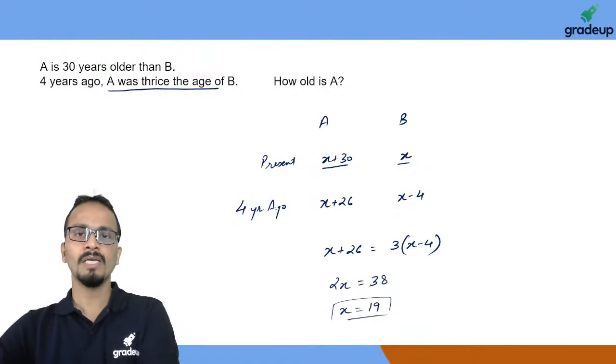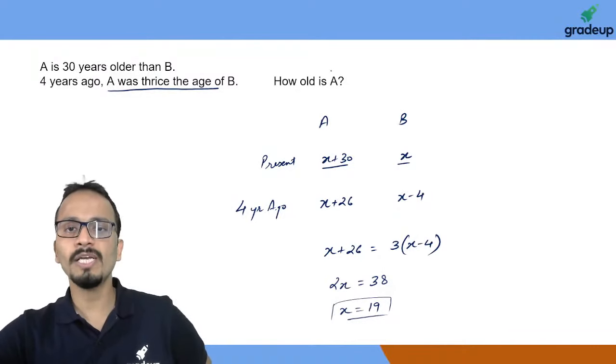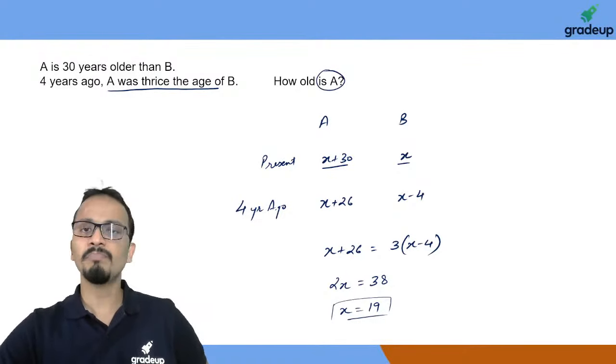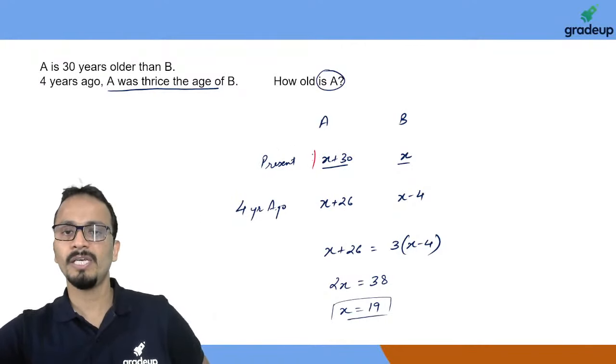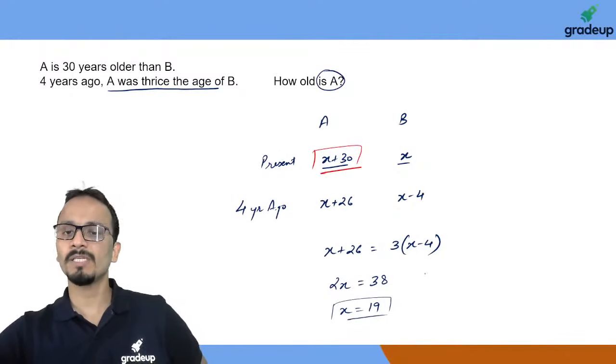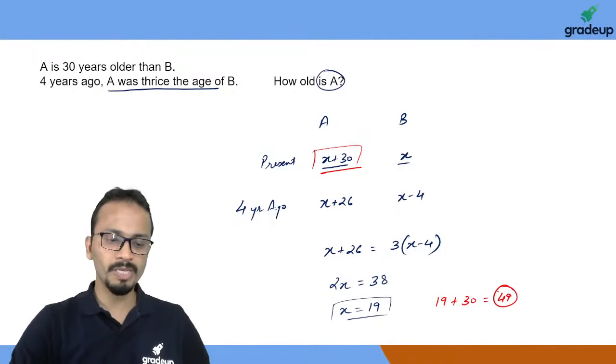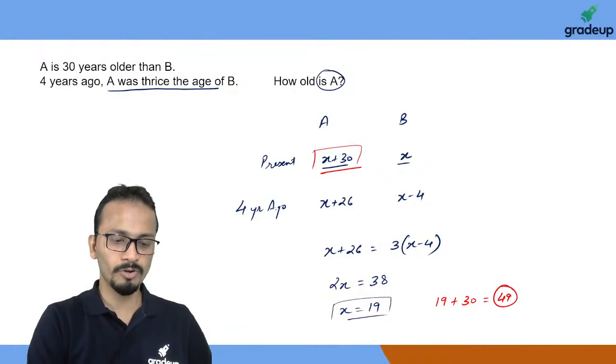All right. Now the question is, how old is A? So basically they are asking us to calculate the present age of A. Now the present age of A is X plus 30. So your answer will be 19 plus 30, that is 49. So 49 will be your final answer. All right. Am I clear?